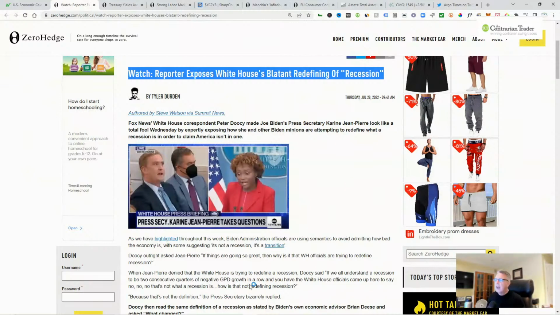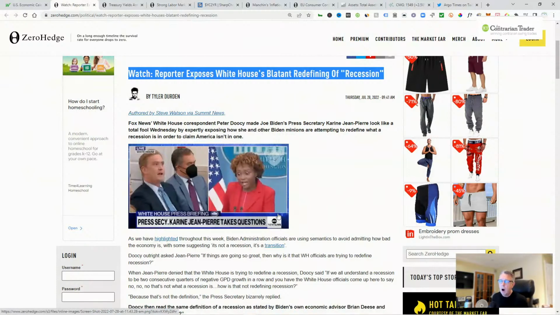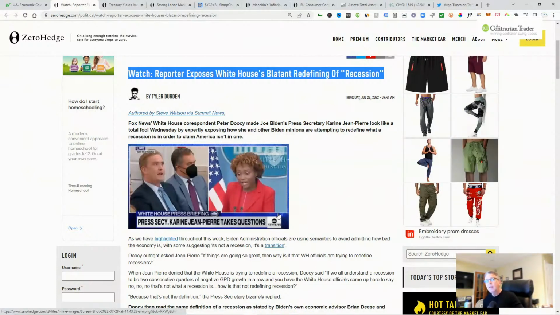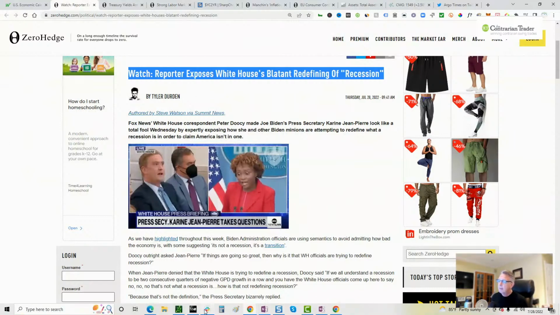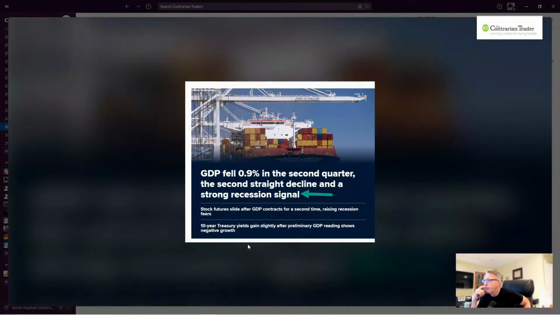So what was the headline immediately following the announcement of today's GDP read, which was negative? We are in recession. The contrarian trader is happy to report that we are in recession. We've been saying it for weeks now. I'll show you the tool that we use. It was one simple chart to identify it. But what does CNBC have to say? This is off of their website this morning. I posted this in the forum.